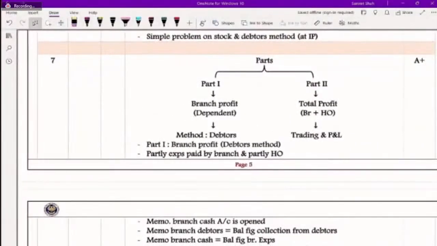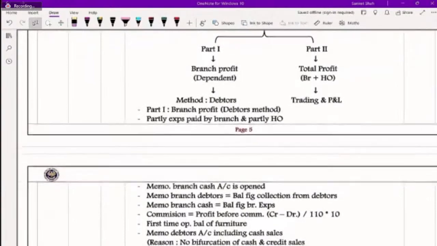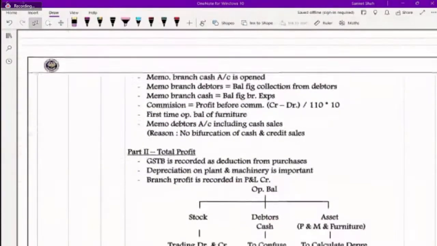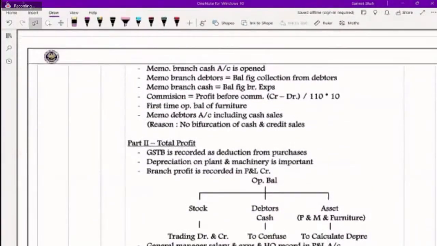This question is divided in two parts. Part 1, branch profit: dependent branch method, debtors method we use, and total profit we calculate by using trading and P&L account. So this is a two-part question. Branch profit, partly expenses paid by branch and partly expenses paid by HO. Memorandum branch cash account is open. Memorandum branch debtors, memorandum branch cash, balancing figure is branch expense.